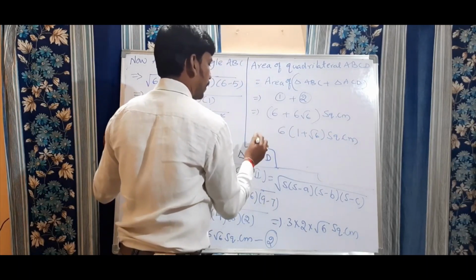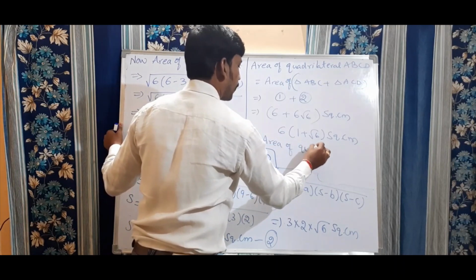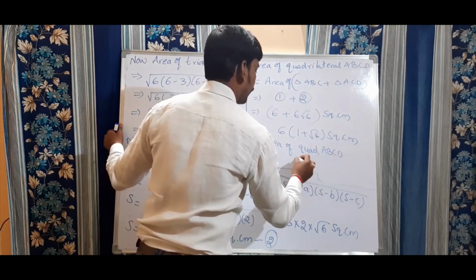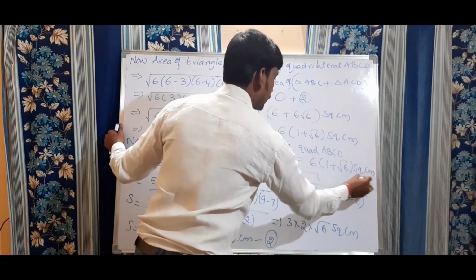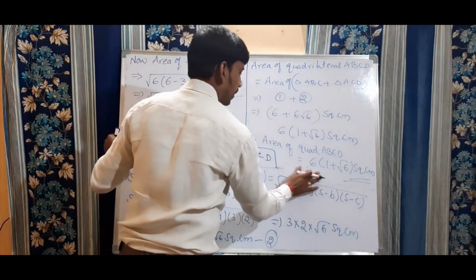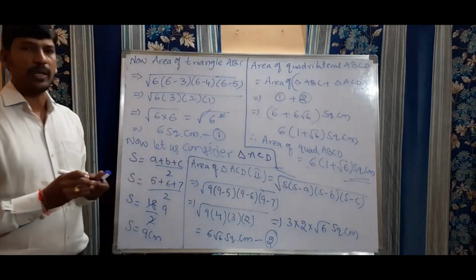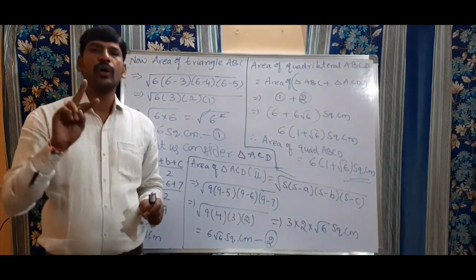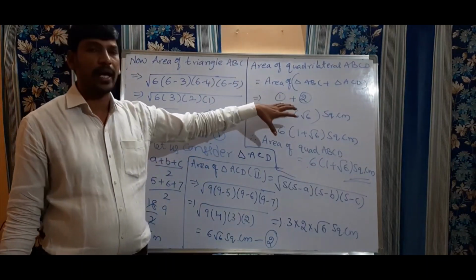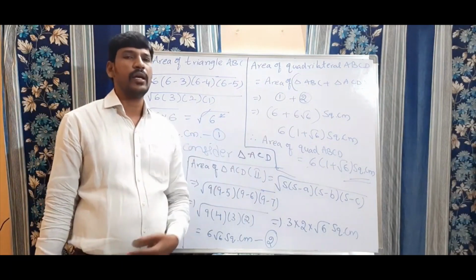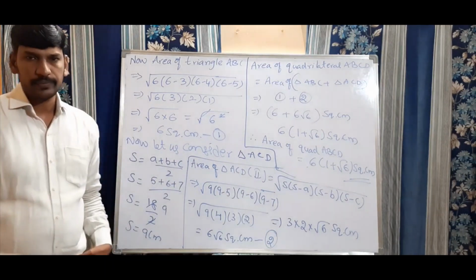So therefore the area of quadrilateral ABCD is equal to 6 into (1 plus root 6) square centimeters. So this is your therefore statement. Is this clear, my dears? How to find the area of a quadrilateral? By using Heron's formula, we need to divide the quadrilateral into two triangles. You can find the area of each triangle. Finally, you should add both the triangle areas. You will get the solution. You get the total area of the quadrilateral. Clear? We will go to the next example.